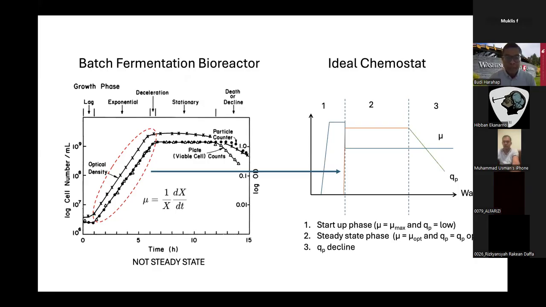So this is just a brief description of what we already learned about the batch fermentation bioreactor and the ideal chemostat as well. So here we want to have the steady state condition for the chemostat.